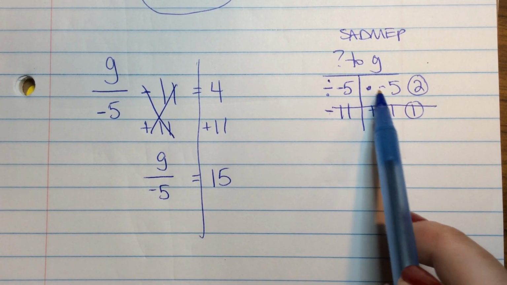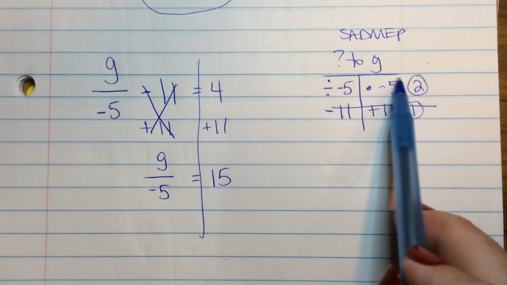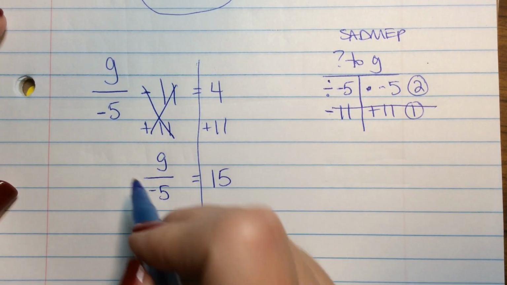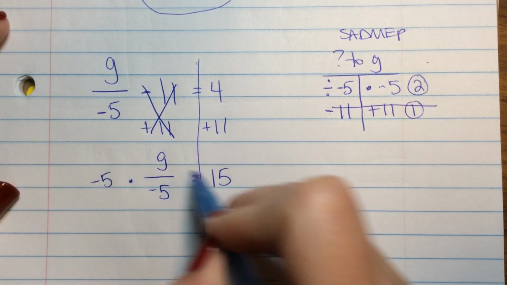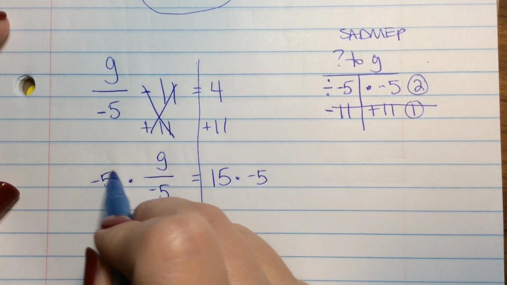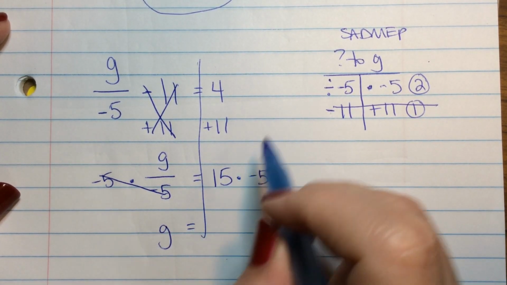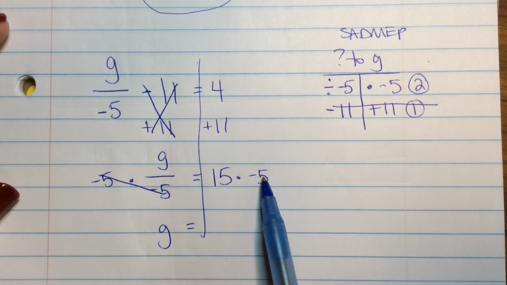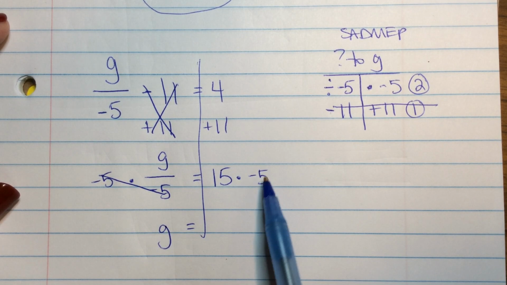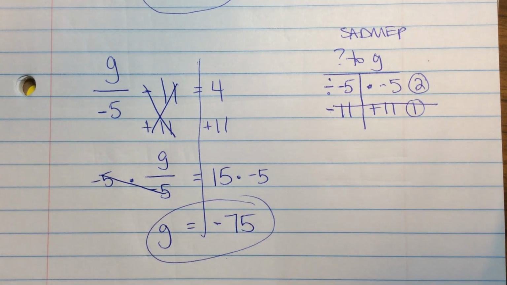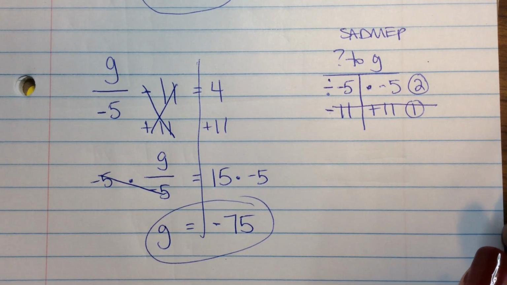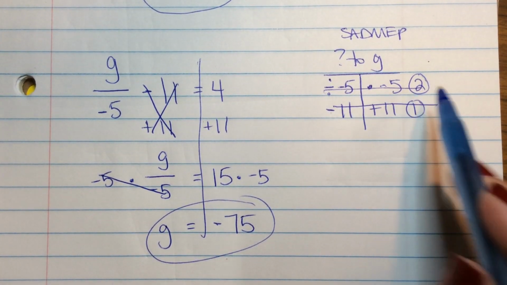Now I'm multiplying by -5. That's what I'm going to do next. Both sides get multiplied by -5. So 15 times -5 is -75. And that's it. We're done the second step.